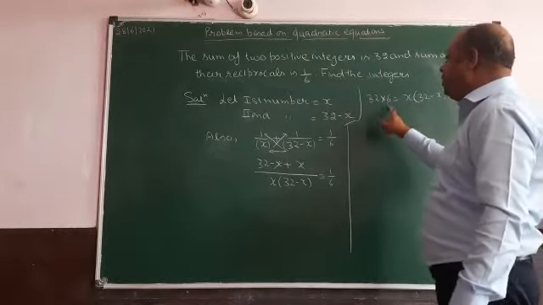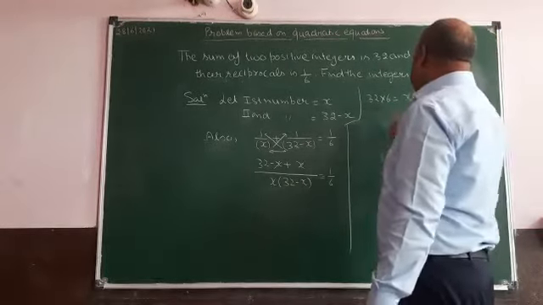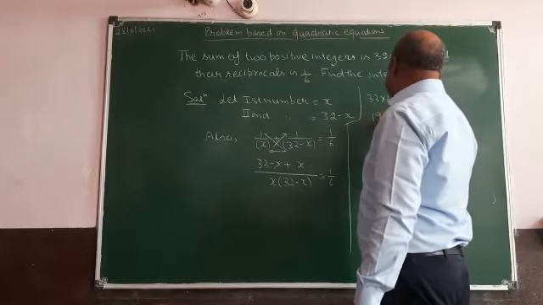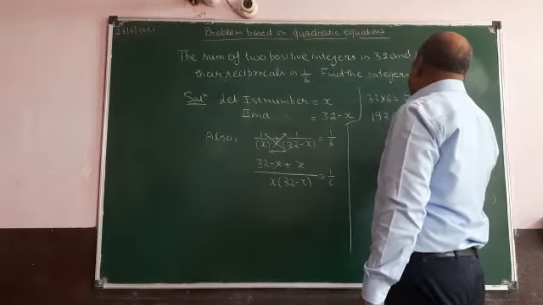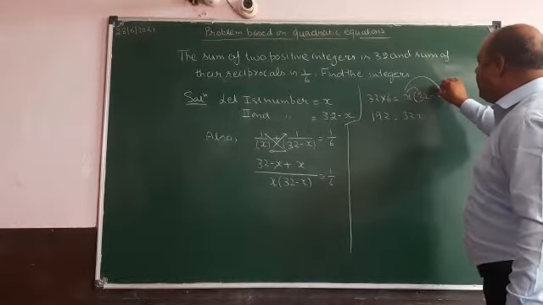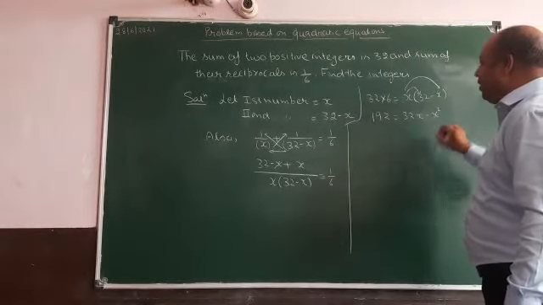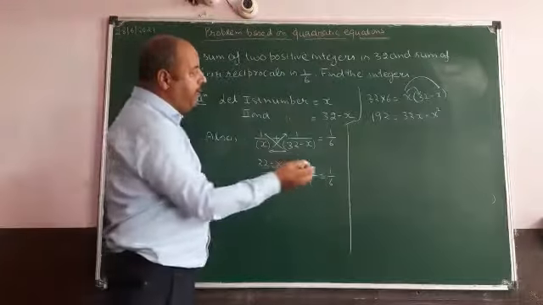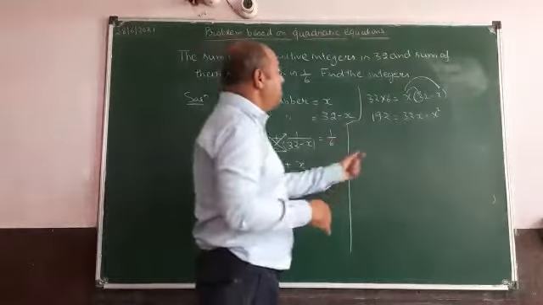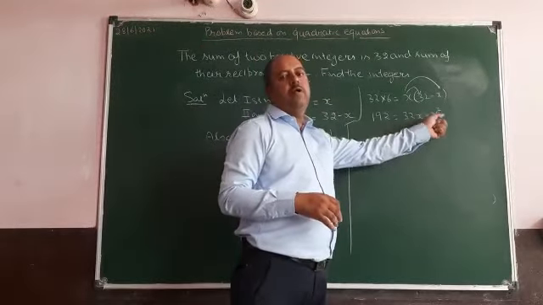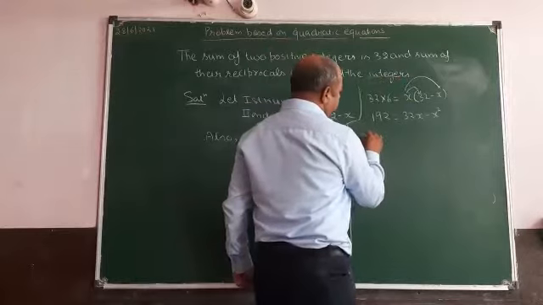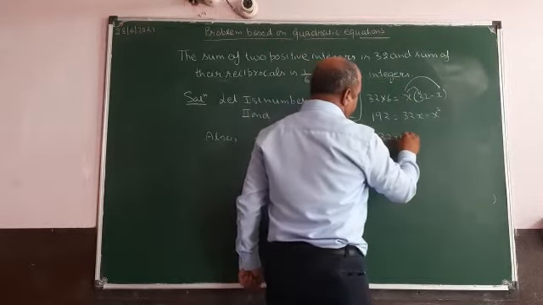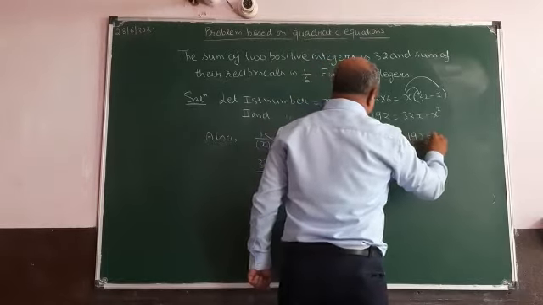Now just solve it. 32 into 6, how much? 6 2s are 12, 6 3s are 18. This is 192 is equal to 32x minus x square. Okay, now to solve this, we will have to make everything on one side. So moving this minus x square to the other side as plus x square, we get x square minus 32x plus 192 is equal to 0.